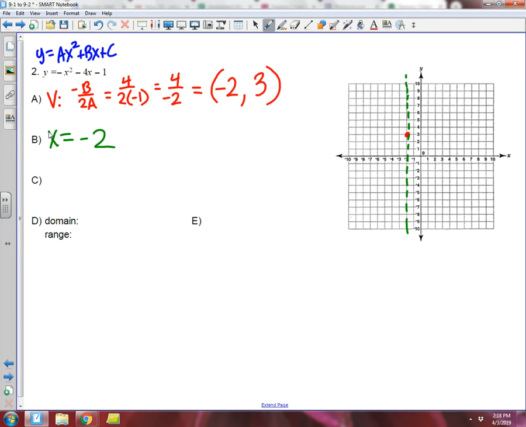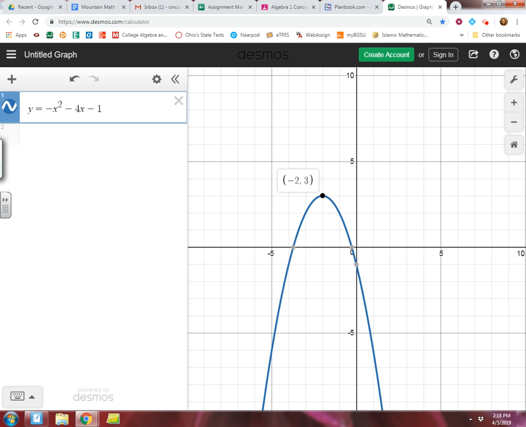What did letter C ask me for? Does this thing have a max or a min? It has a maximum. It has a highest point. Letter D is domain and range. Domain is which one again? The x's. And x's go left and right, correct? What happens to this thing as I continue it all the way down? And it goes to the left and it goes to the right, doesn't it?